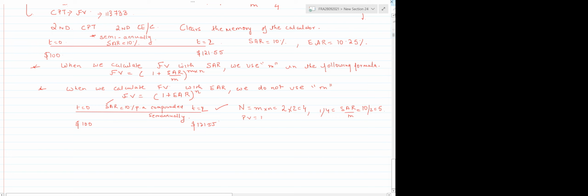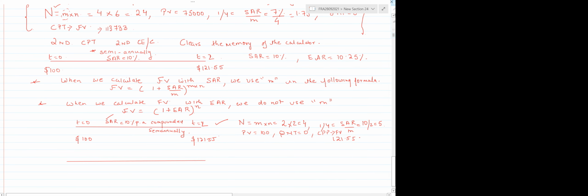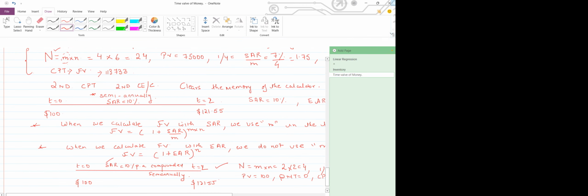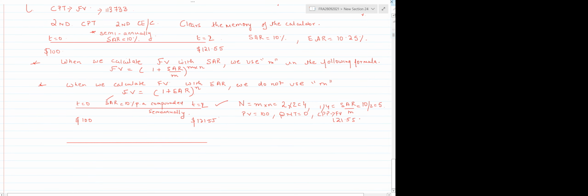PV equals 100 and my PMT equals 0. If we do CPT FV, we will get 121.55. As we've already done this on our calculators, no need to do it again, right? But now the important point is, say the question does not tell me the number of compoundings. I'll give you a question tomorrow on this, I won't do any question on this particular event today.